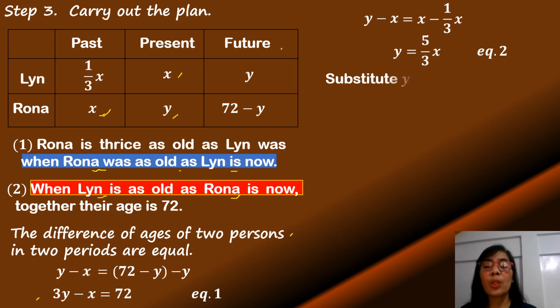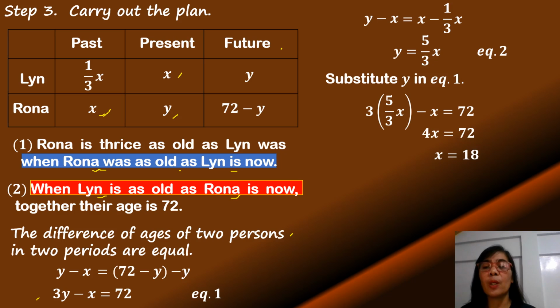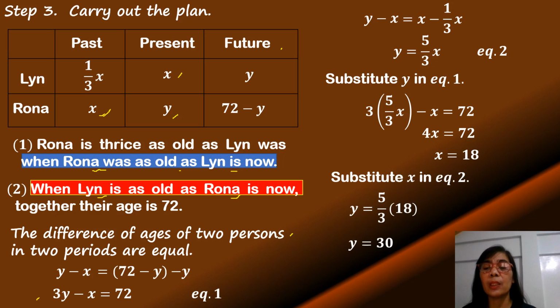If we're going to substitute the value of y in equation 1, that will give us now 3 times y, whose value is 5/3 x, minus x is equal to 72. Simplifying further, x therefore is equal to 18. And when we solve for y, we substitute x in equation 2. We have y therefore is equal to 5/3 of 18, or y is equal to 30. So this can be the possible present age of Lynn and the present age of Rona.